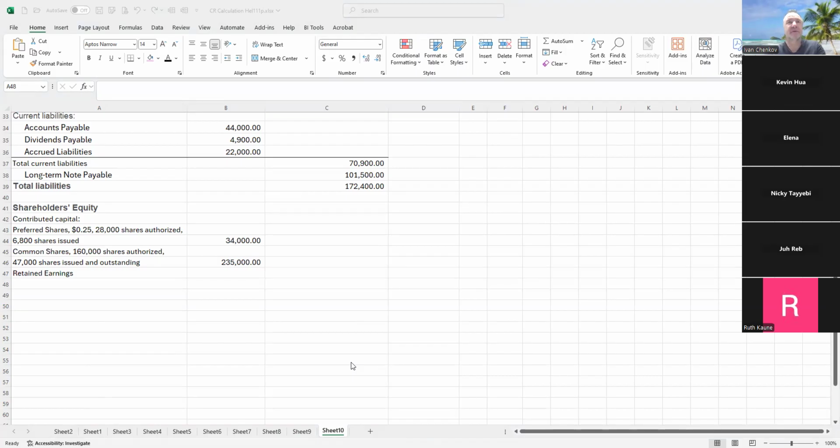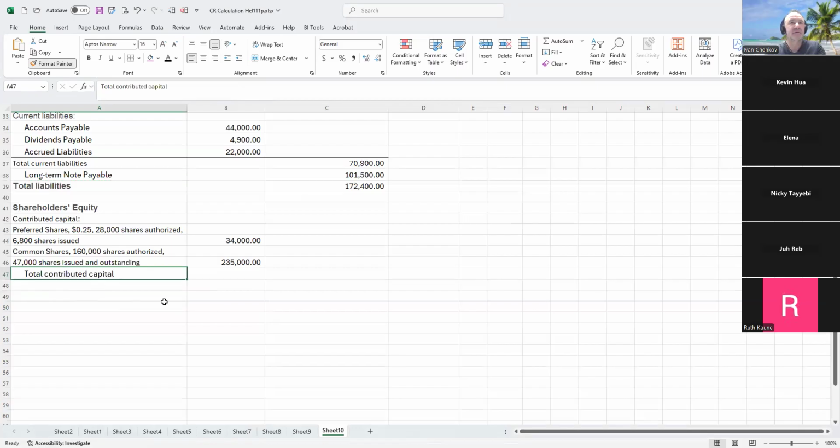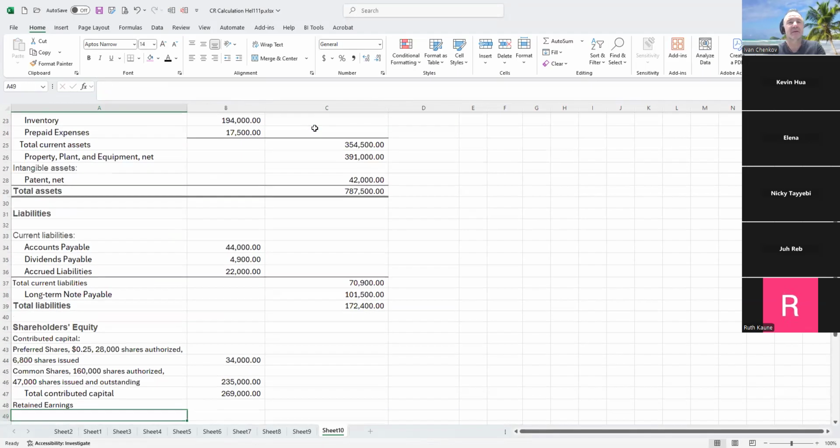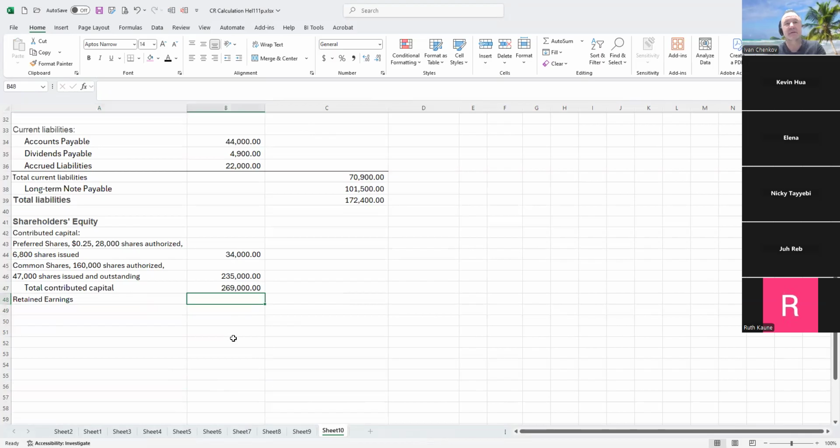Now before that, we can plug in one line. Before we go to the retained earnings, we can plug in a line to say total contributed capital, which will be those two. And then we're going to get the retained earnings, which will be this one here. Now the retained earnings are questionable. Which one is it? But we're going to figure it out. Let's leave it for now.